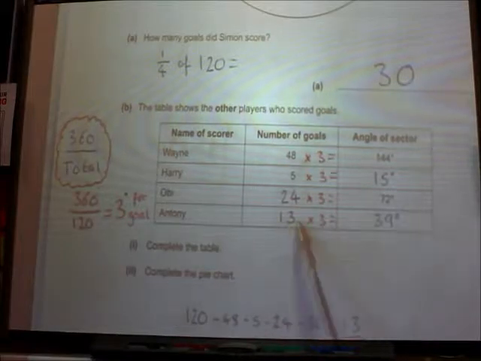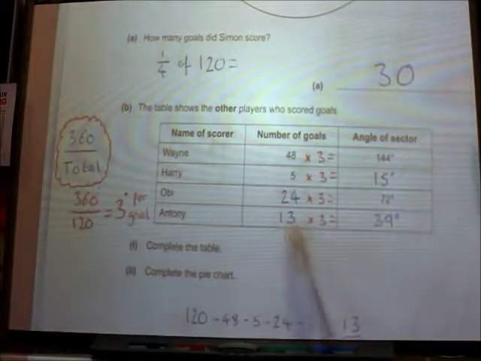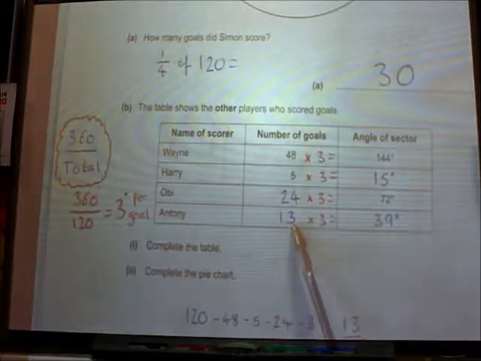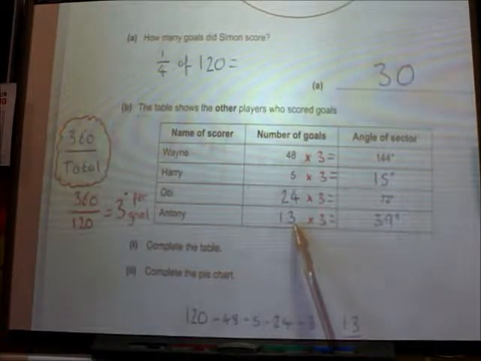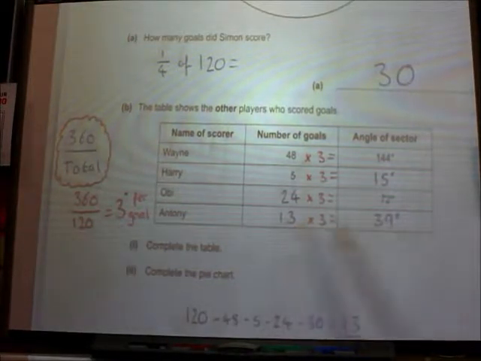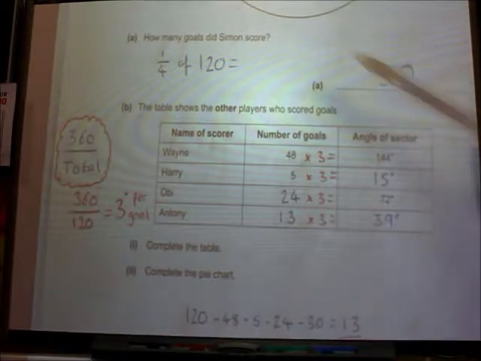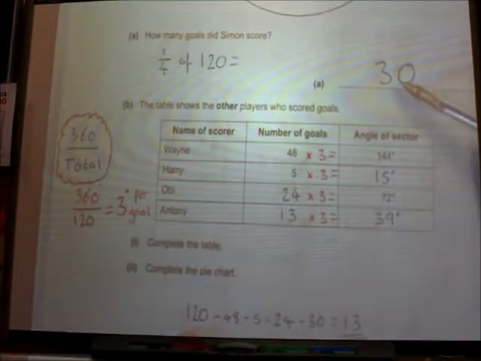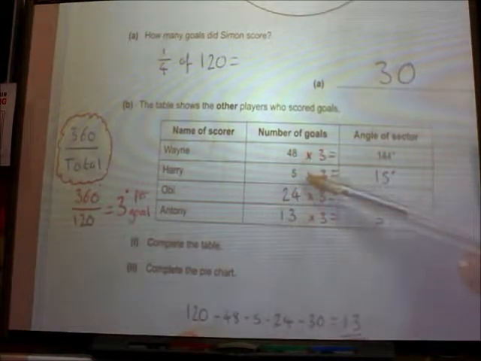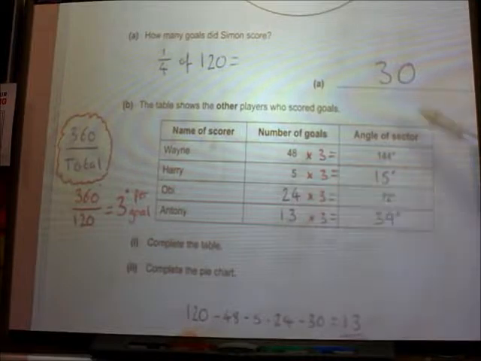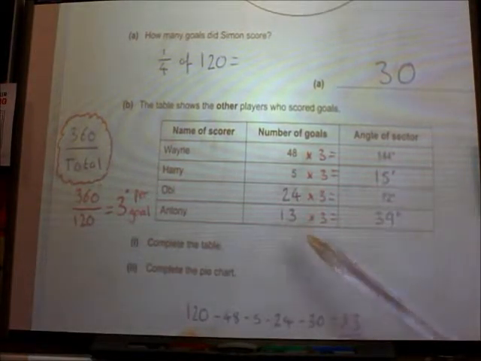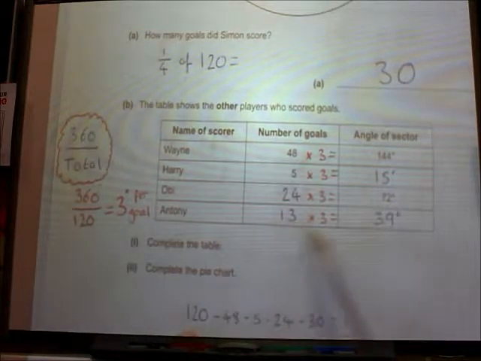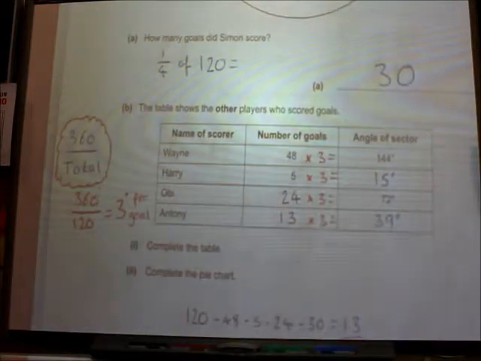And the last one here, you've got no data for this, so you've got to work out how many goals Anthony gets. Well, you're told that there's 120 goals in total. You've also worked out that Simon scored 30 of them. So what I've done is 120, and I've subtracted the 48, the 5, the 24, and the 30, and that leaves you with 13 goals, which Anthony must have got. And because it's 3 degrees per goal, that'll be 39 degrees.